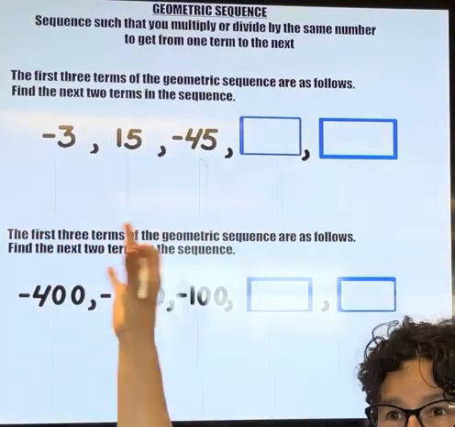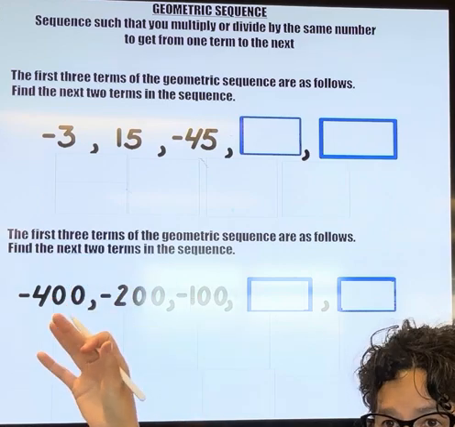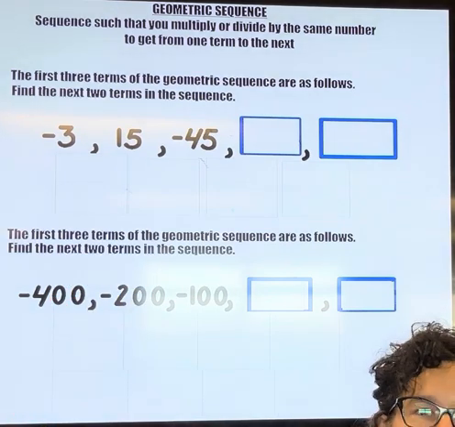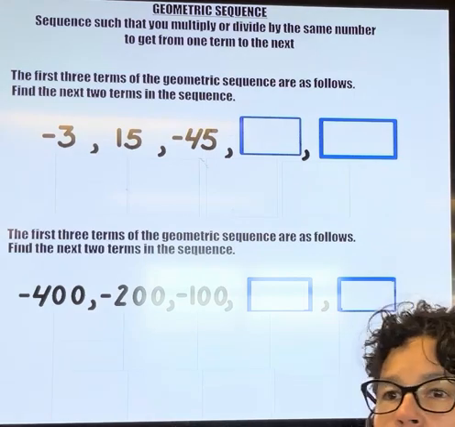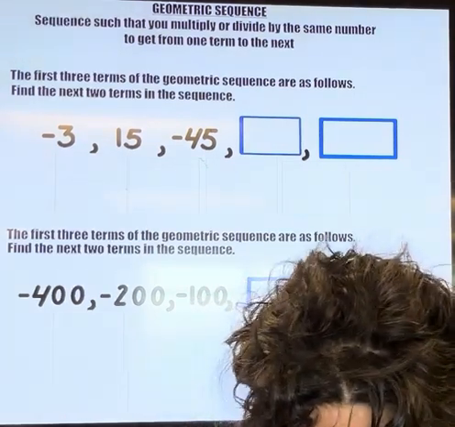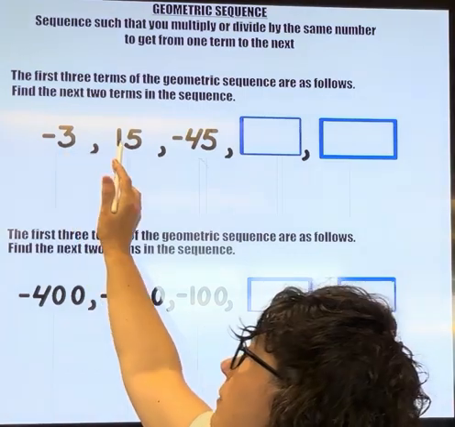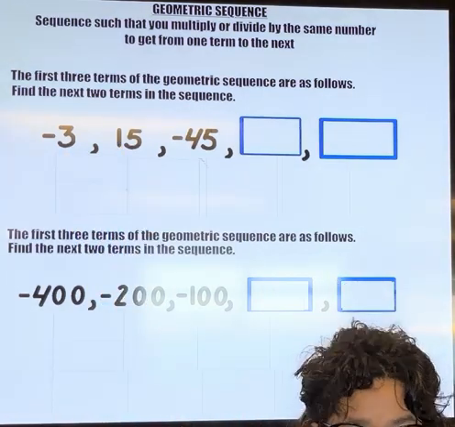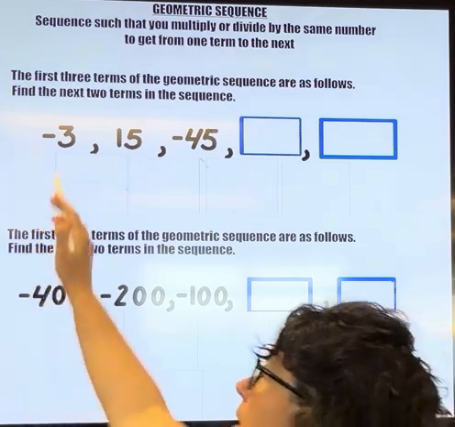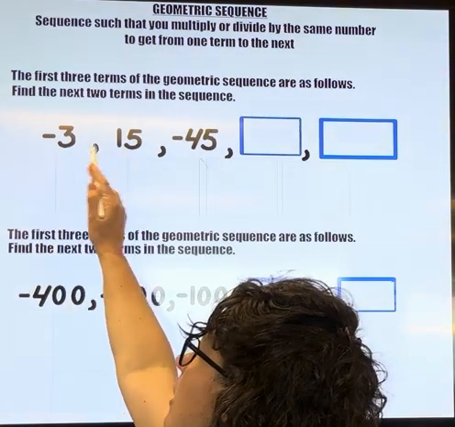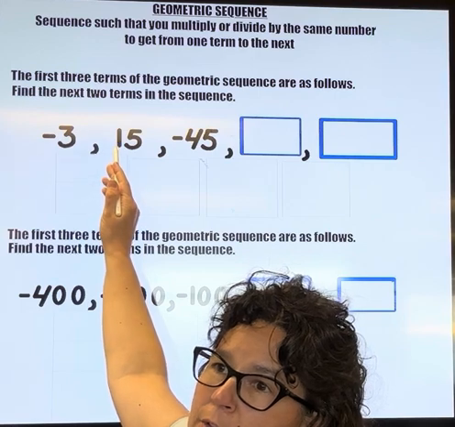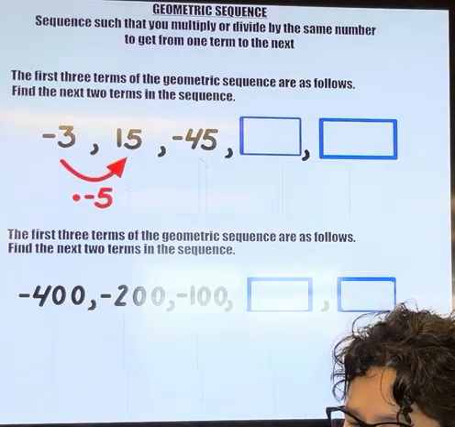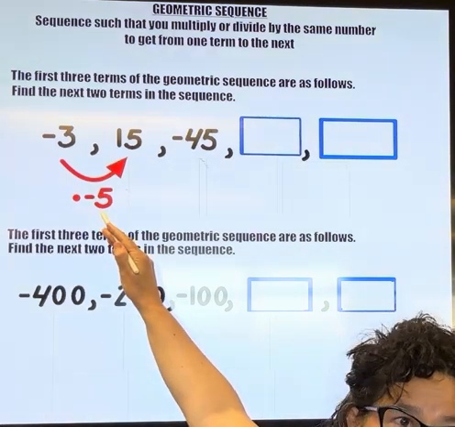These sequences are geometric, so that tells us that the pattern is either multiply or divide to get from one number to the next, and it'll always be by the same number. So if I want to get from -3 to +15, I'm going to have to multiply by a negative to change the sign. So I know it's going to be times the negative, and then 3 times what gets me to 15, and that's 5.